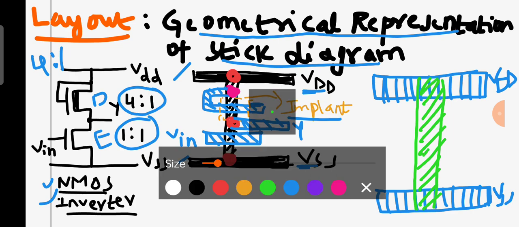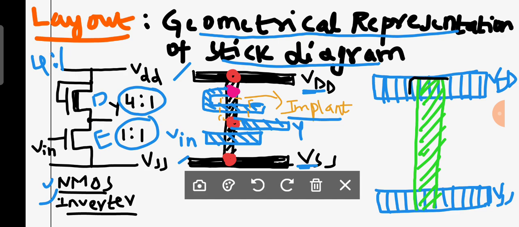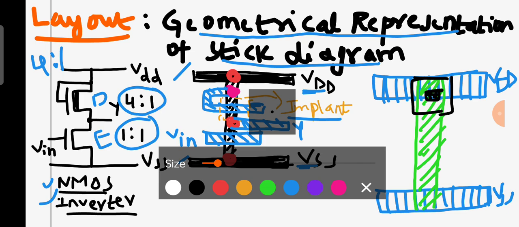Now you require two contacts. Now I have to represent a contact. Then I require a metal area. Okay, this is my metal contact area, and I require a contact cut in between. This is a contact cut, and the contact is a combination of what? Metal and diffusion. Since diffusion is already present, I hope you are clear.